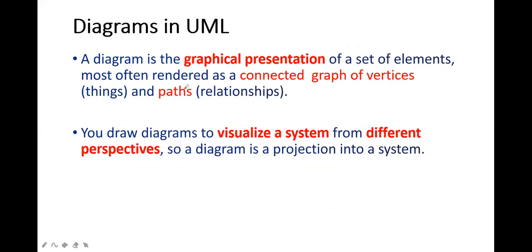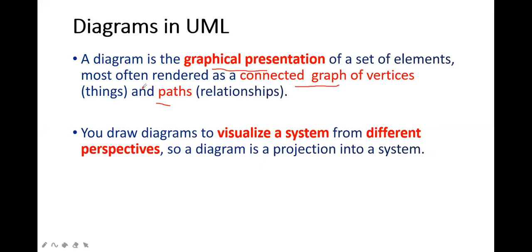UML. Now coming to the third one, that is the UML diagrams. This is the third part of the UML building block. Diagrams are what? These are the graphical representation. We all know what a diagram is. So these are graphical representation in which we have connected graph of vertices and the paths.